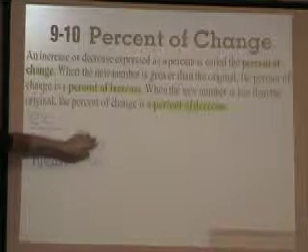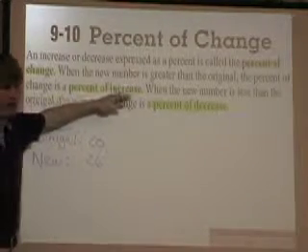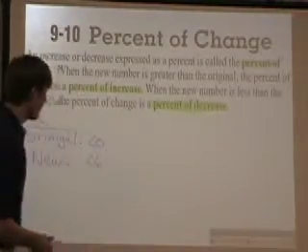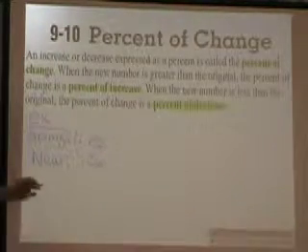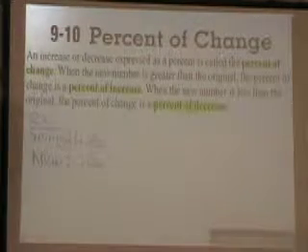How much did it change from 20 to 26? Now if it goes up, that's called a percent of increase. If it goes down, it's called a percent of decrease. Now, here's how you do it. Extremely simple. Subtract the big minus the small. That's the first step. Okay?